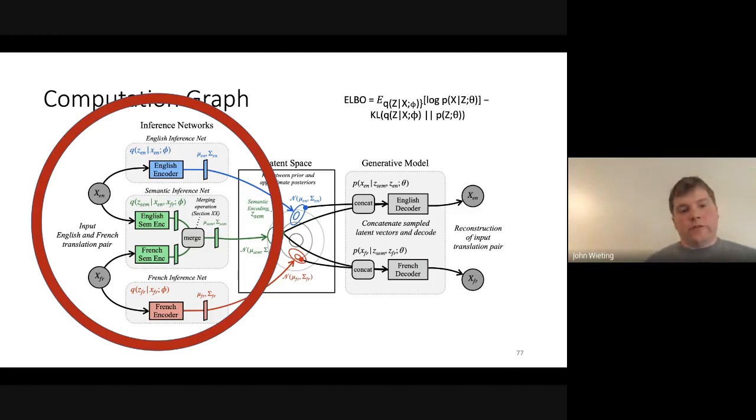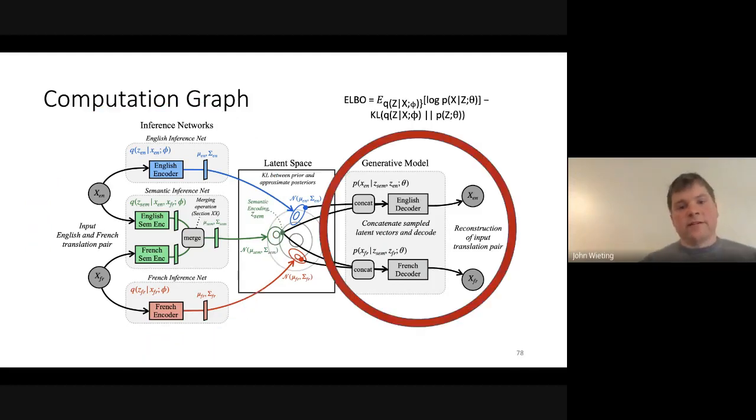And from a computational perspective, it's actually quite easy to optimize this. You stick your English and French sentences into their encoders. You run the network, you collect the means and the covariances, and then you use the reparameterization trick so you can backprop all the way through to sample from the space. And then you have these decoders that are conditioned on your sampled Z variables.